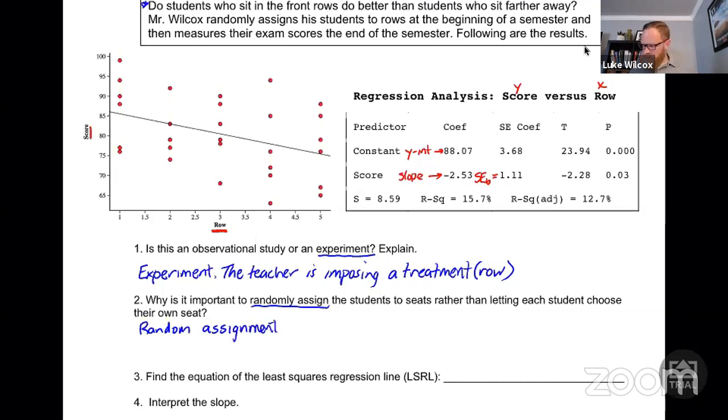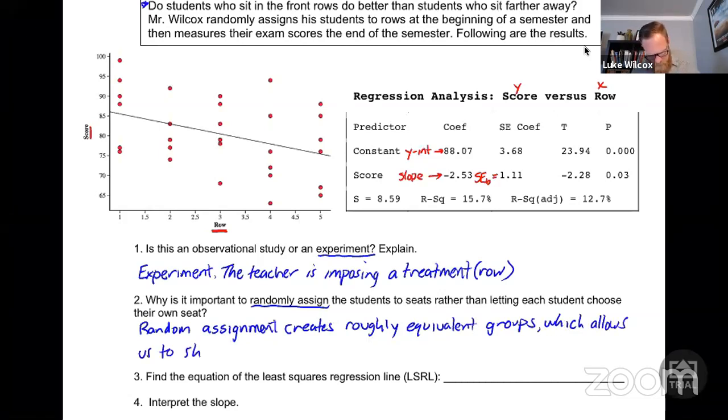The big idea here is about the purpose of random assignment. And the reason we want random assignment is because it creates roughly equivalent groups, right? So all the students in row 1 and row 2 and row 3 and row 4 and row 5, those 5 groups should be roughly equivalent in terms of all these variables, right? So that if there's a difference in the end, I know that the difference happened because of the row, not because of some other variable. This is what allows us to show causation, right? That the row caused the scores to go down. So I'm going to add that into my solution here. I'm going to say, which allows us to show causation.